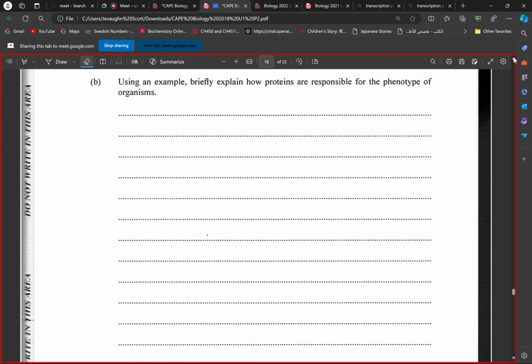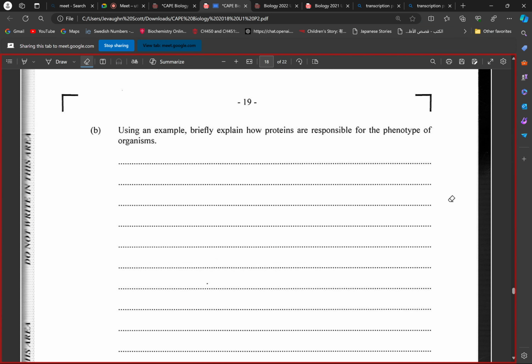All right. So remember what we're truly looking at, right? So we're looking at how proteins are responsible for a phenotype, right? Why is my brain lagging? So how are they responsible for phenotype?